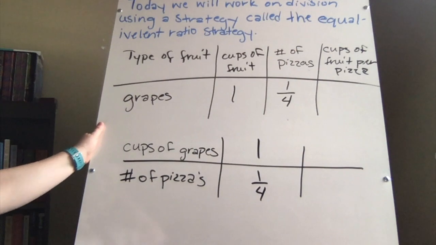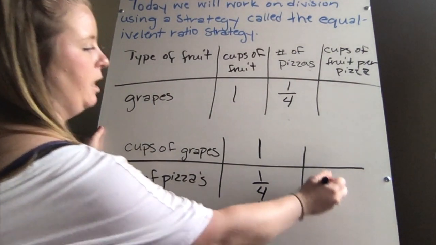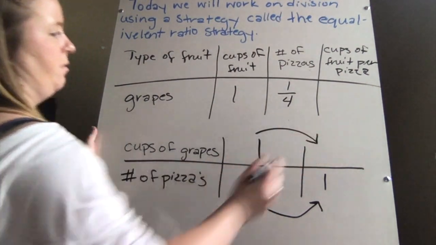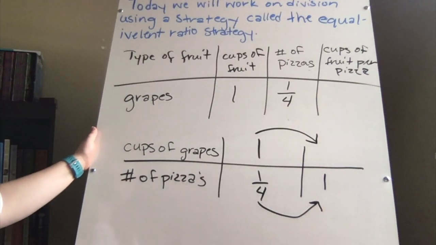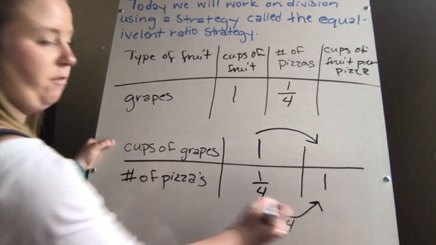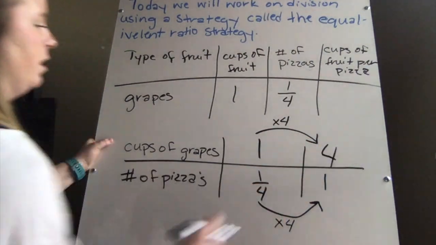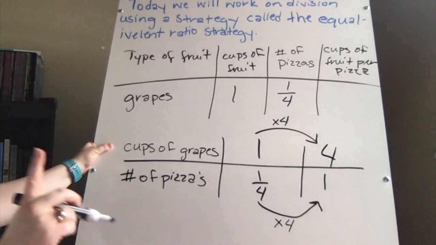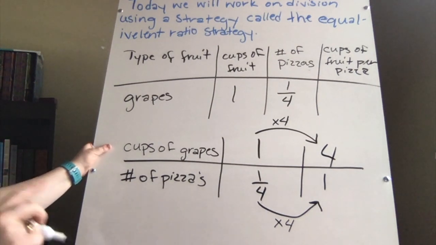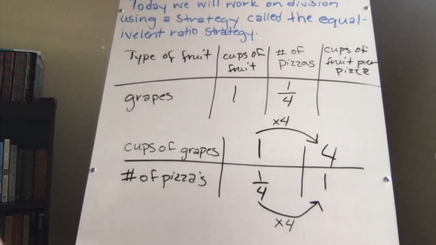Well, I know that I can multiply 1/4 by 4 to make it into 1, and then that's really easy to compare because we want to know how many cups of grapes we need to make each pizza individually. So if I multiply the bottom by 4, I now have to multiply the top by 4, and 1 times 4 is 4. So I know in order to make one whole fruit pizza with grapes on it, I would need 4 cups of those grapes.